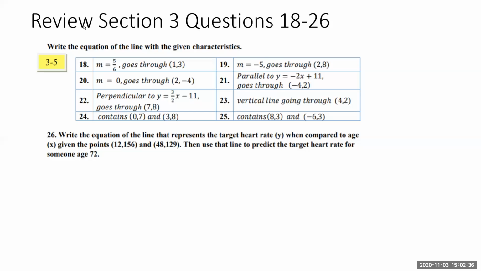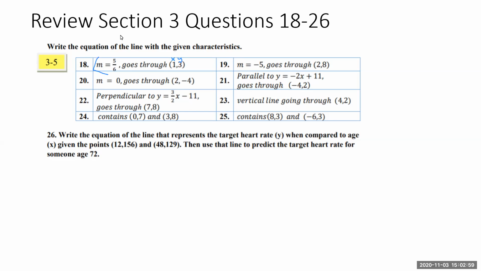Okay, so here we are in review section 3. We're going to go through questions 18 through 26. So starting at number 18, we have to write the equation aligned with the given characteristics. They give us a slope of m equals 5/6, and then they give us a point of (1, 3). So we have an x, we have a y, and we have an m.